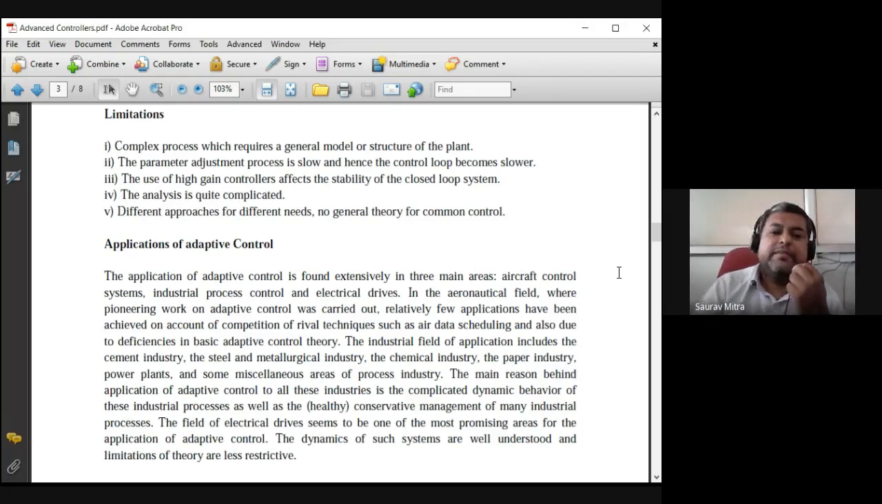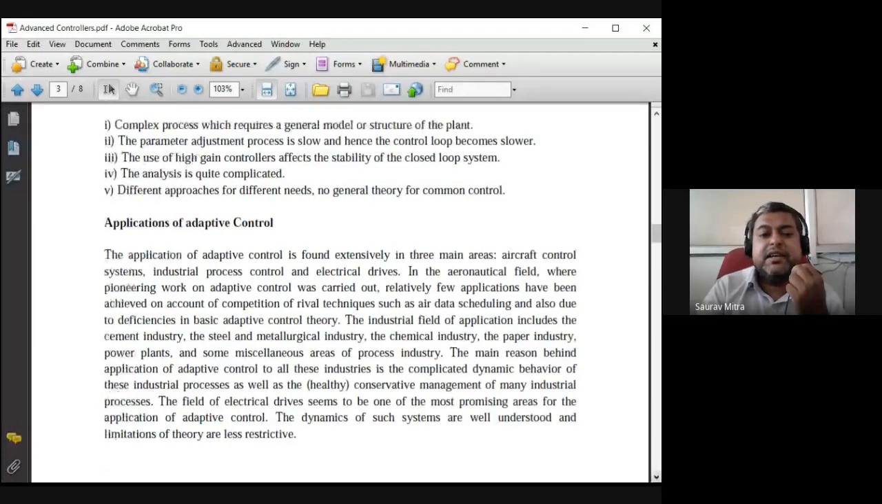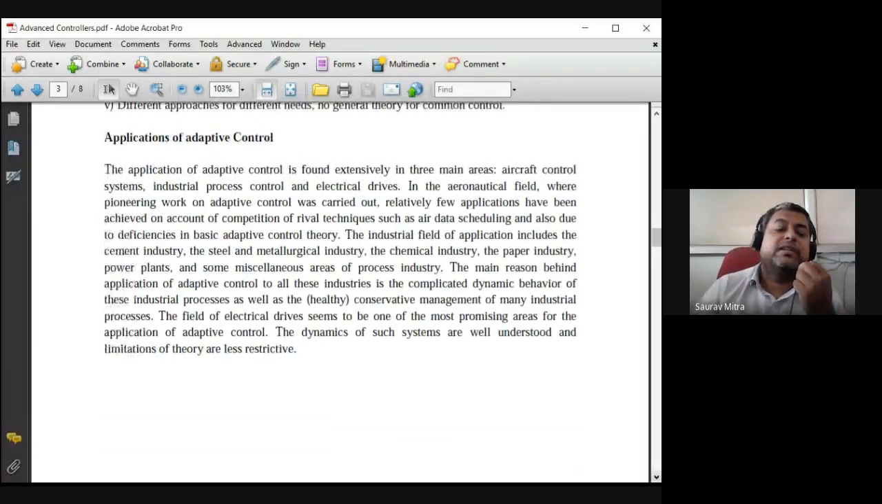Very important: application of adaptive control. Exactly the application feature or application scope where adaptive control may be used. The application of adaptive control is found extensively in three main areas: aircraft control, industrial process, and electrical drives. So in EHV, that is electrical and hybrid vehicles, we can use this kind of adaptive control.